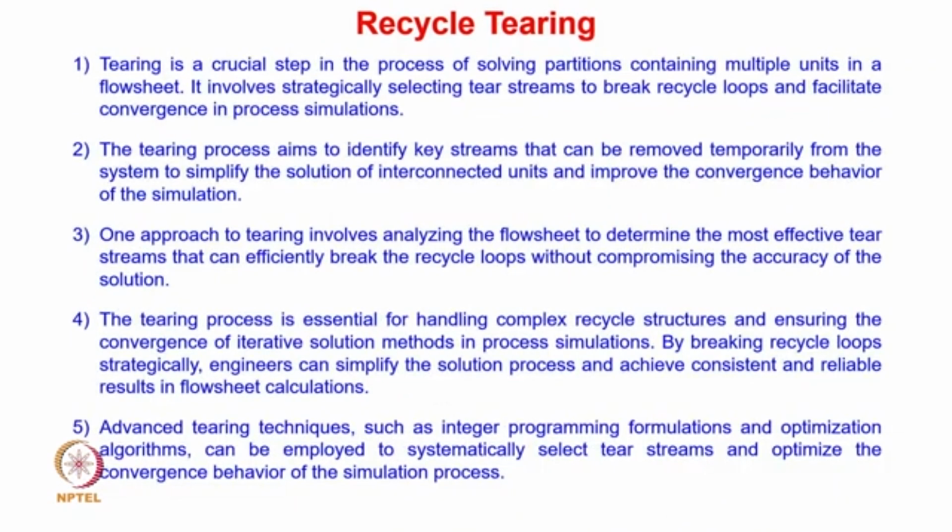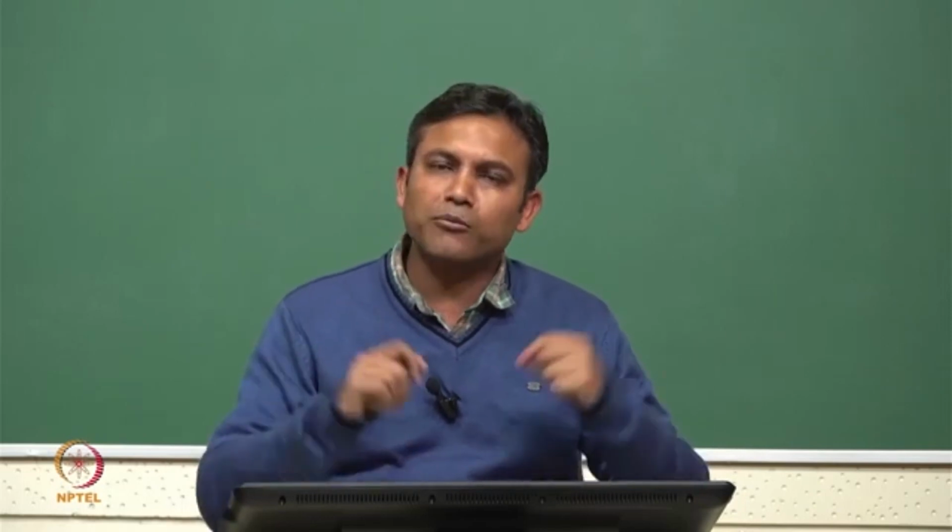So this is about the recycling and partitioning, and the last topic now remaining is recycle tiering. Remember, once we have found out the partitioning, we have only obtained the information on how we should solve the material and energy balancing sequentially. But one more piece of information is required: which stream should be used as a tiering stream so that these recycle loops are separated, isn't it? Recycle loops are broken down.